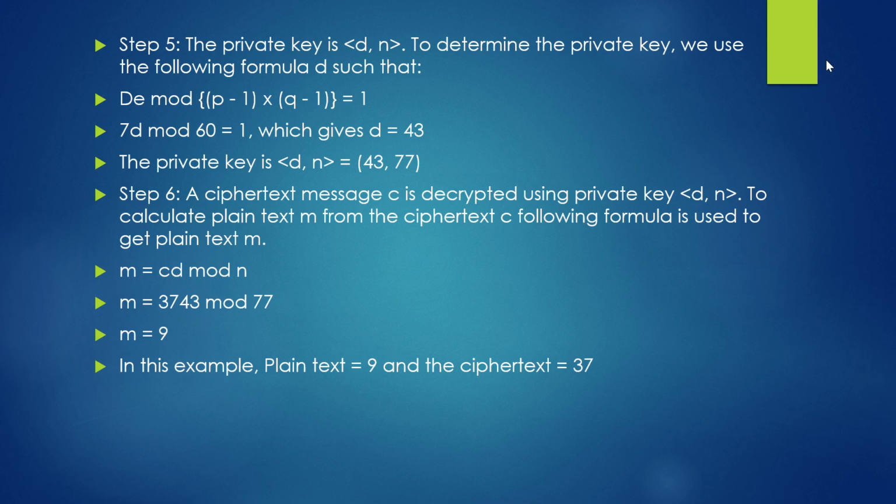Step 5: the private key is d comma n. To determine the private key, we use the following formula. After that, in this example, the plain text equals 9 and the ciphertext equals 37.